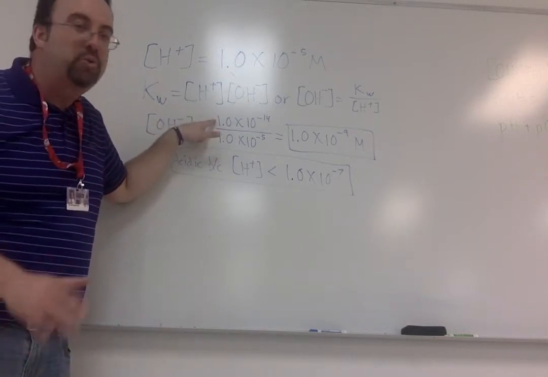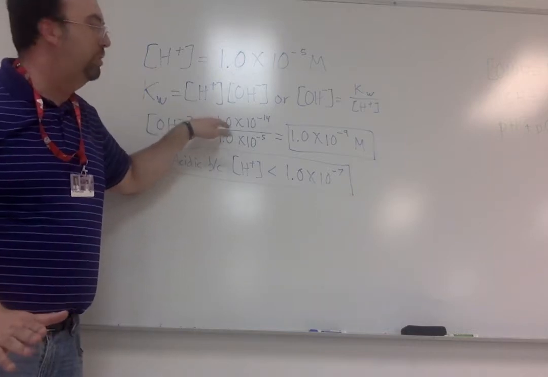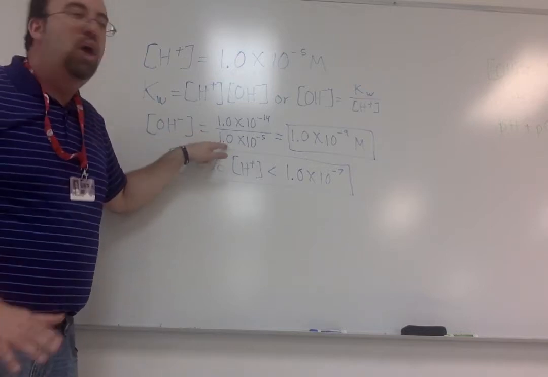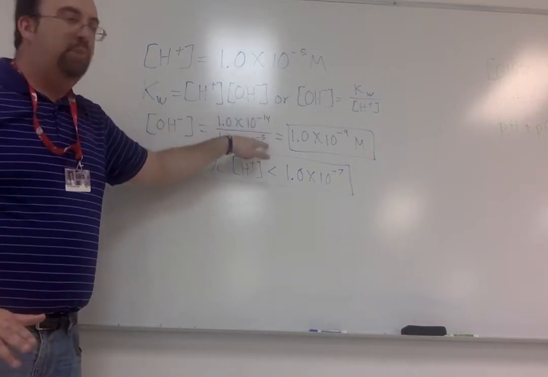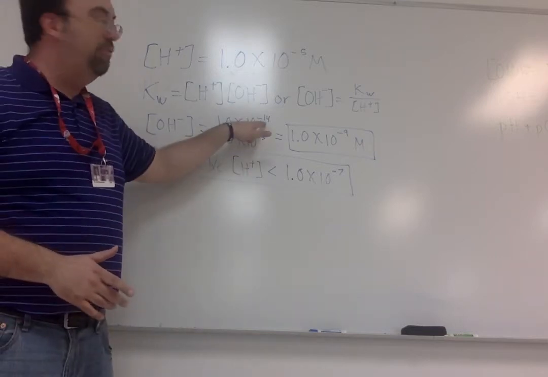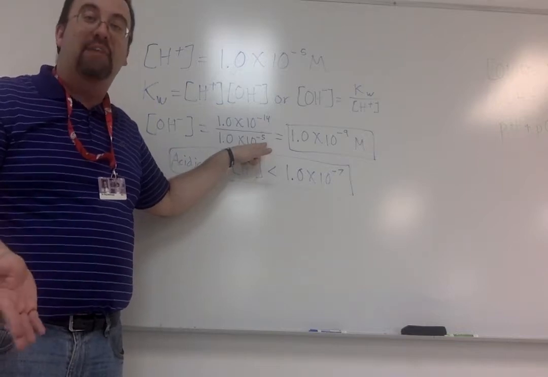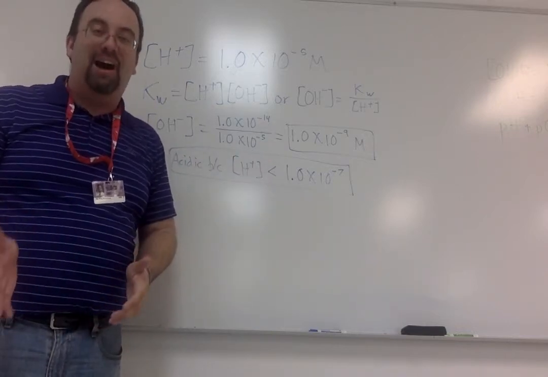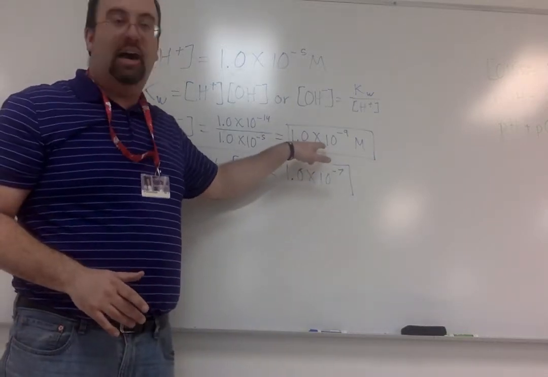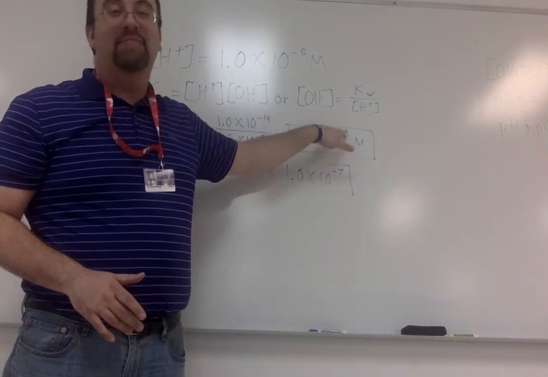The K sub W is a constant. It will never change. It is always going to be equal to 1.0 times 10 to the minus 14. We plug this in down here. When we're dividing exponents, what we're really doing is subtracting. We're going to take negative 14 and subtract negative 5, which actually means we're adding 5. Negative 14 plus 5 is negative 9, and therefore the hydroxide ion concentration is 1.0 times 10 to the negative 9 molar.